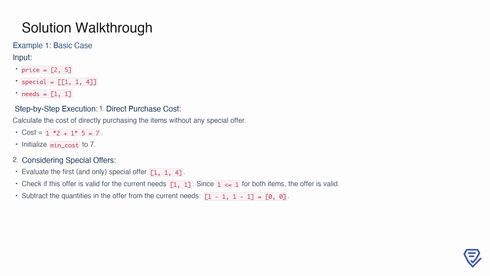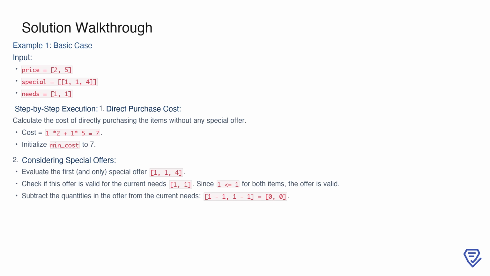Here, we begin with a basic example to understand the approach. We are given the prices of items as 2, 5, one special offer, 1, 1, 4, and the needs 1, 1. The first step is to calculate the direct purchase cost, which is simply the cost of buying the items without using any special offers. This is calculated as 1*2 plus 1*5 equals 7. We initialize min_cost to 7, as this is the baseline cost without any offers.